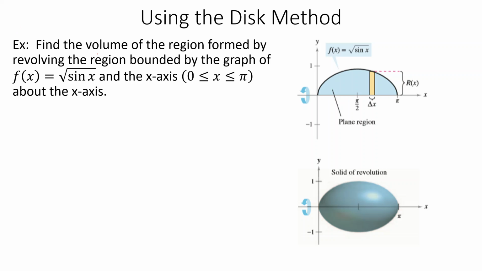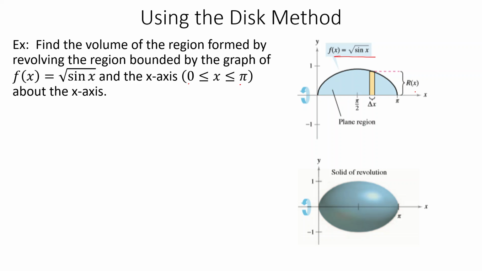All right, so here's our first example. Find the volume of the region formed by revolving the region bounded by the graph of f of x equals the square root of sine of x and the x-axis. So in other words, between 0 and pi, about the x-axis. So we're taking this little area here. This is the graph of f of x equals the square root of sine of x. The black line here is the graph.